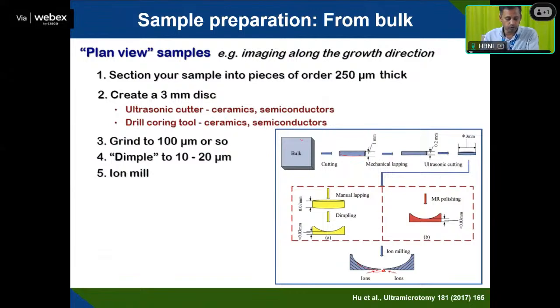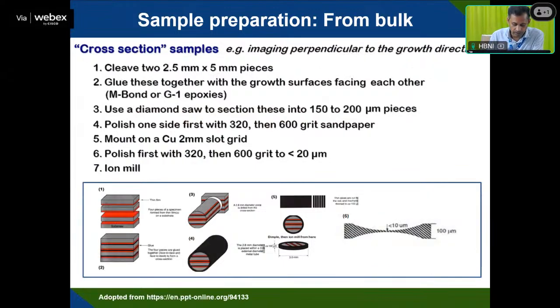So after ion milling, you will go for imaging analysis, like a 250 nanometer thick sample. When you reach ion milling, you will get a few hundred nanometers or so, and then you will be able to see that type of information.